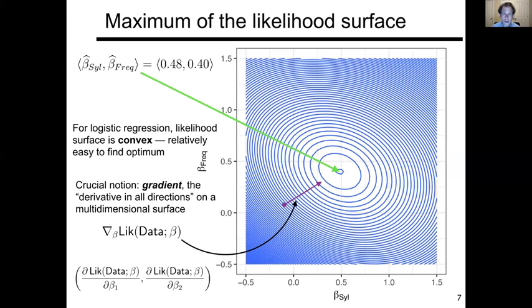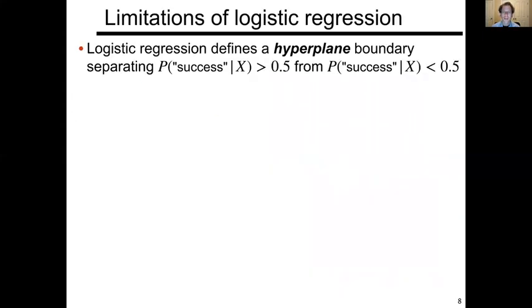We're going to go on now to looking at the properties of that maximum likelihood estimate. In particular, I want to draw your attention to an interesting fact. If you think about the question of what parts of the space of predictor values X logistic regression predicts that success, whatever you defined it as, has a probability higher than 0.5 versus lower than 0.5, logistic regression determines a hyperplane boundary between those two regions.